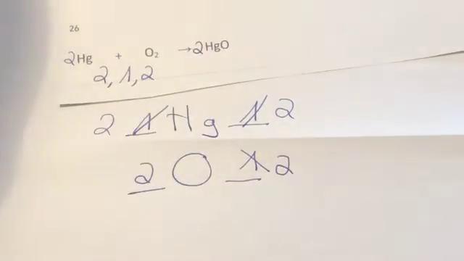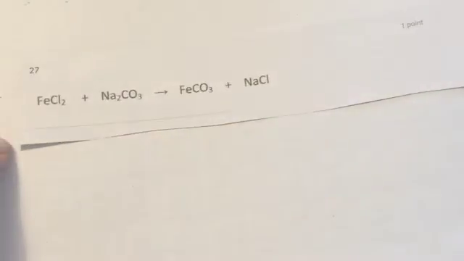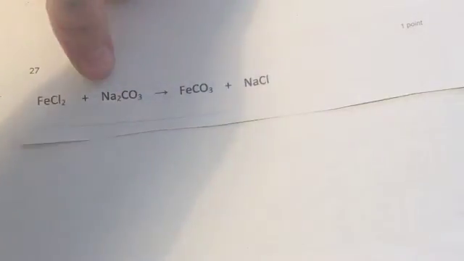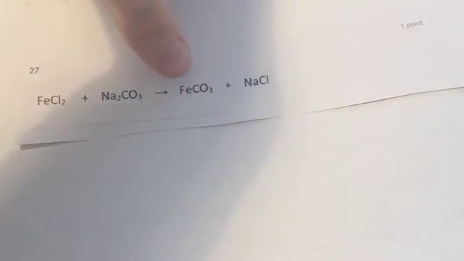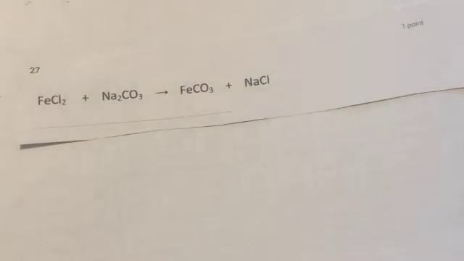So moving on to another problem. I've got myself some scratch paper. The next problem, number 27, is iron 2 chloride with some sodium carbonate, gives us some iron 2 carbonate with some sodium chloride. This one is certainly a little bit trickier than the previous one.